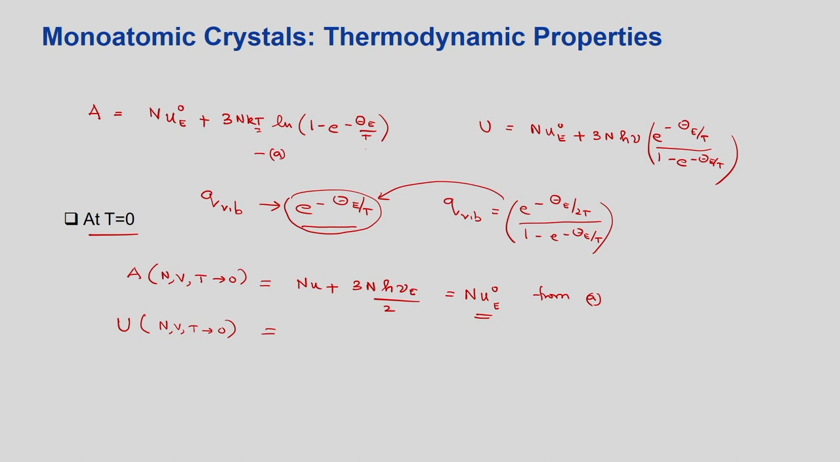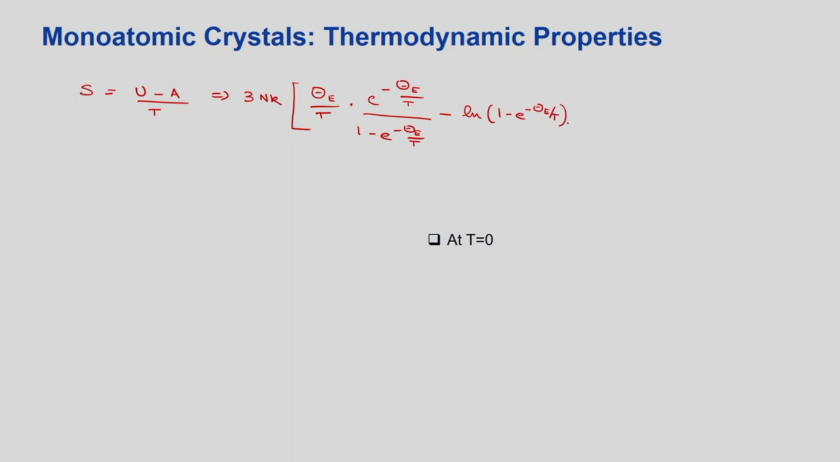It will again simply be equal to N u_0. Same. So both the internal energy and the Helmholtz free energy will converge towards the internal energy of the crystalline matter, that is, the crystalline atom. So there will be no interaction potential; physically speaking, at T equal to 0 there will be no vibrational energy term. Whatever the expression of internal energy and Helmholtz free energy, it will be due to the internal energy alone.